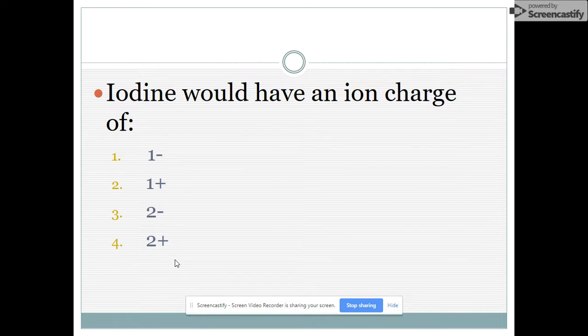If we look at iodine, it's in group 7, so it has 7 valence electrons. It needs to bring in 1 extra one. Whenever an atom brings in an extra electron, it has a negative charge, so iodine would be -1 or 1-.